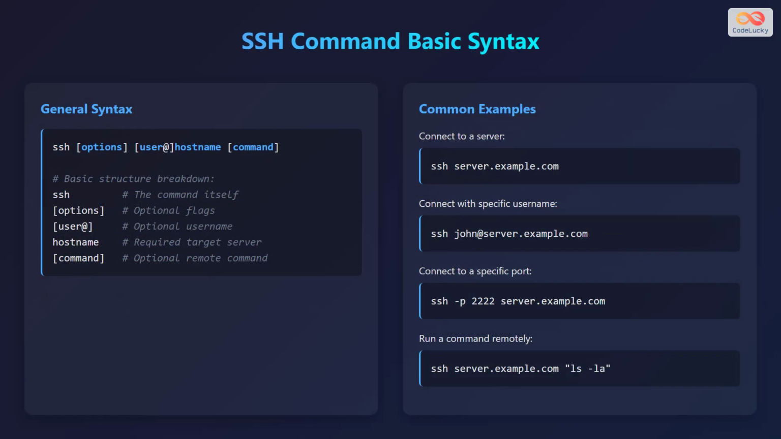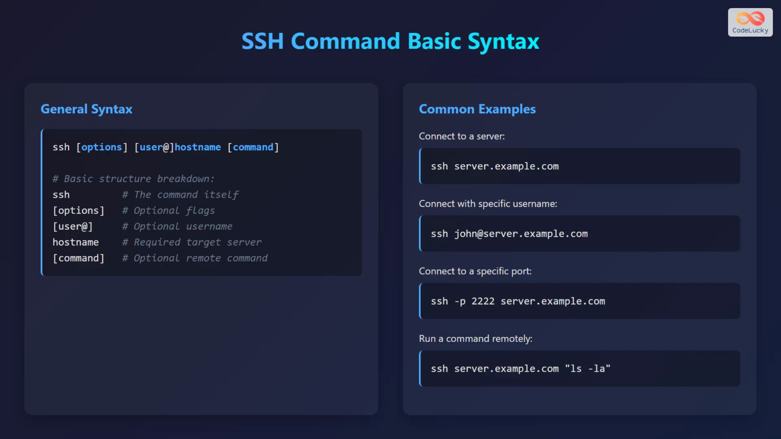Now let's dive into the basic syntax of Secure Shell commands. The general structure is shown here. First, you type Secure Shell, which is the command itself. Then you can add optional flags, followed by an optional username and the @ symbol. Next, you must specify the host name of the target server. Finally, you can add an optional remote command to be executed on the server.